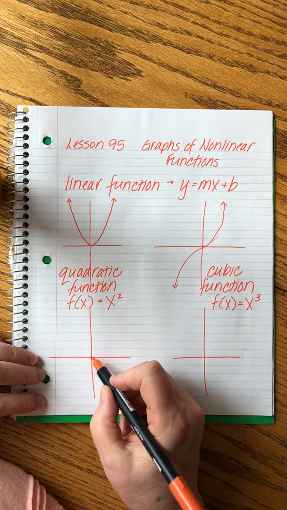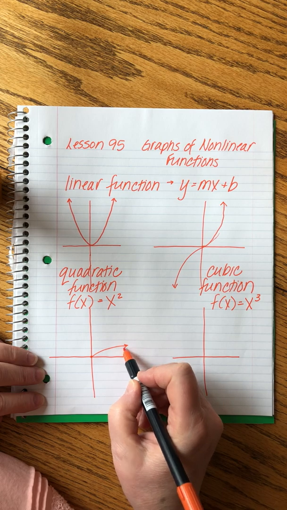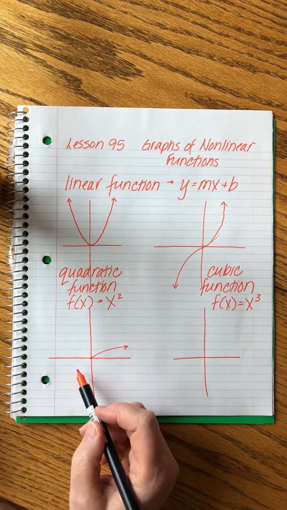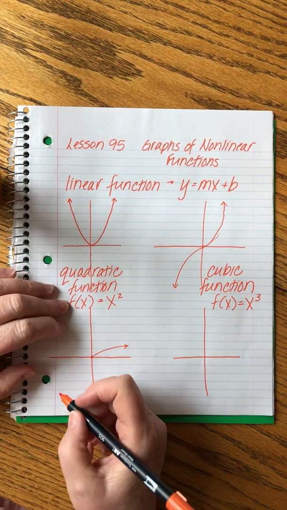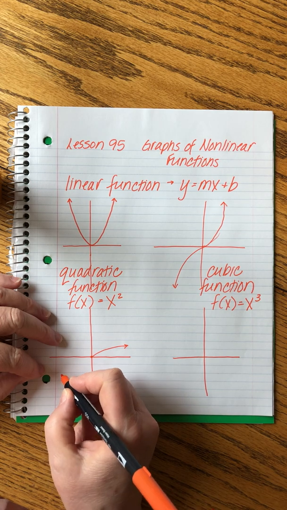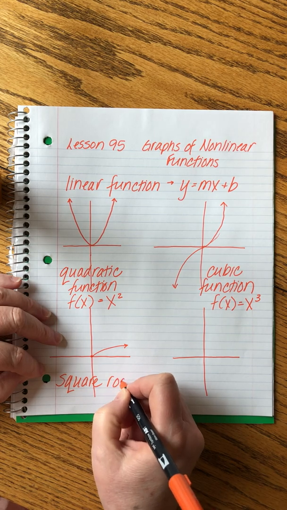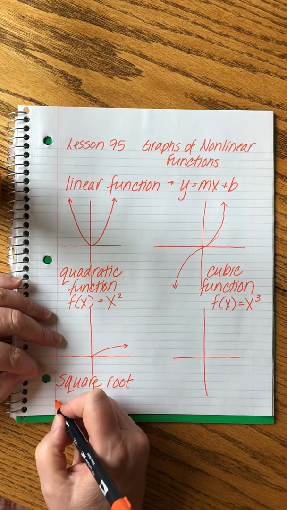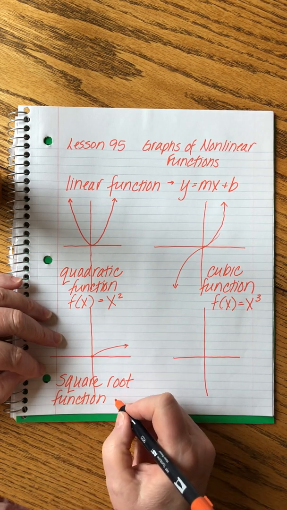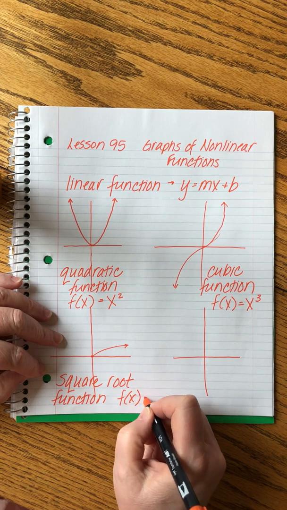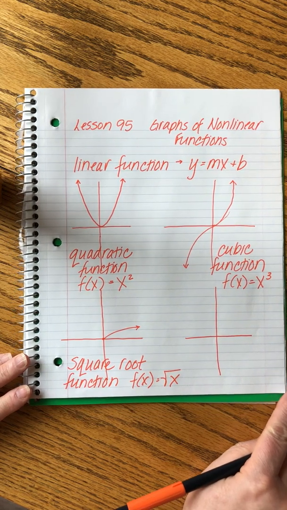All right, 2 more. This one starts at the center and it goes like that. It's increasingly going up. It should probably curve a little bit more. This is a square root function. And in its simplest form, we would say that it's equal to the square root of x.